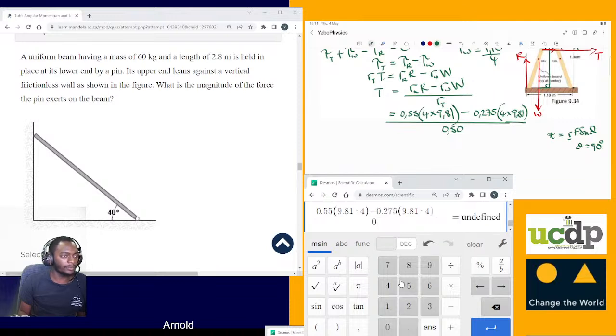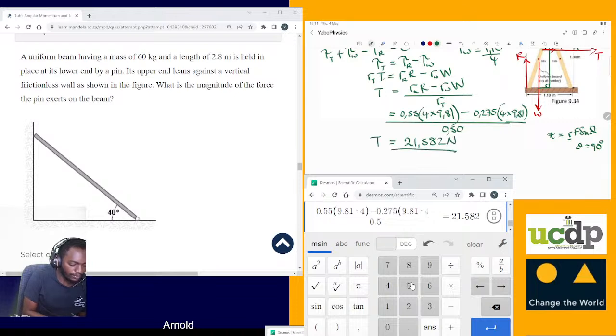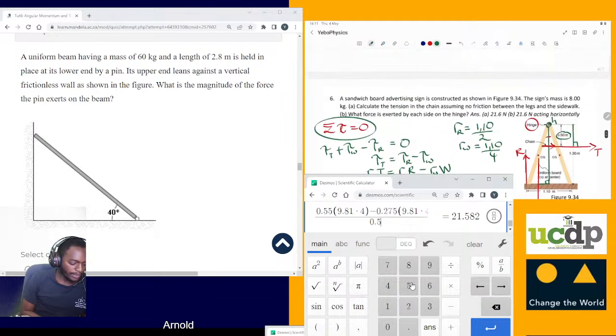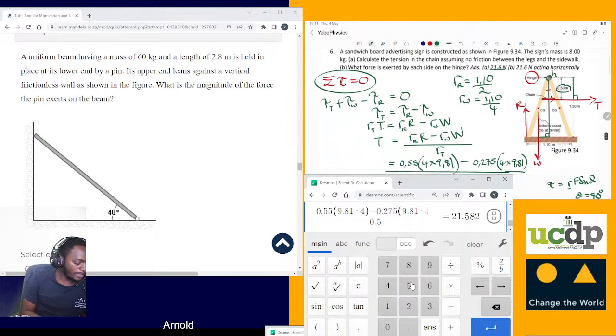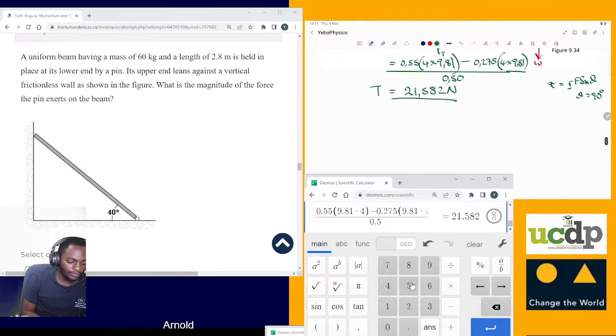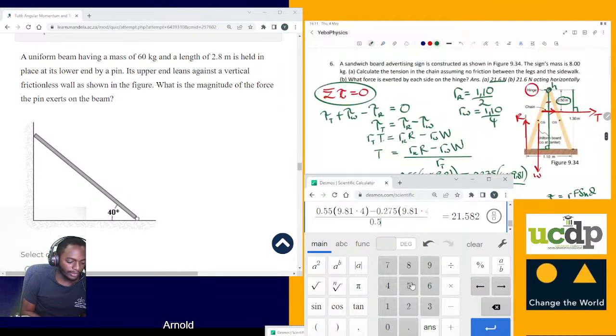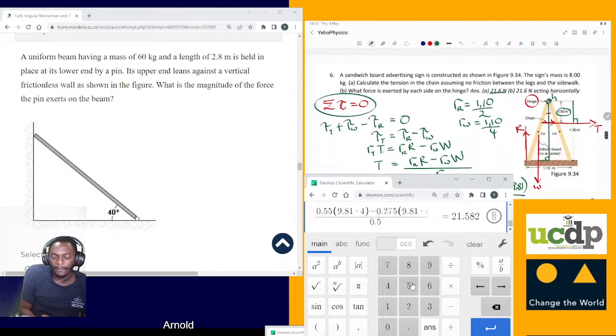0.5, 21.582, which is what we are expected to get, which is 21.6. So basically that is how we've solved this problem. We just use the concept of force times the perpendicular distance to the pivot. I hope you are following well on that. If you've got any questions, please let me know.